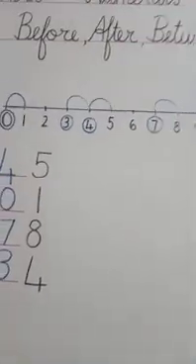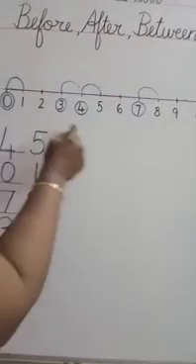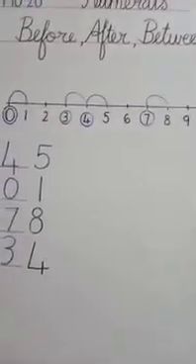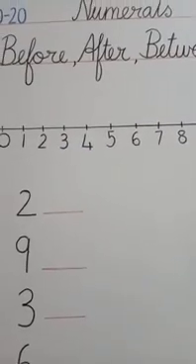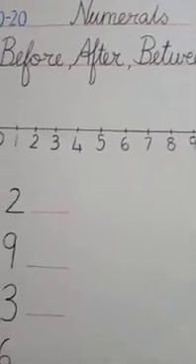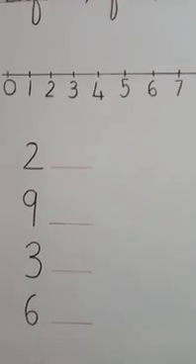Got it, children? What is before numbers? Anything that comes before this way, okay? Go to the left. So that is the before number. Now we'll see our after numbers. We just learned before. Now let's see what is after numbers.